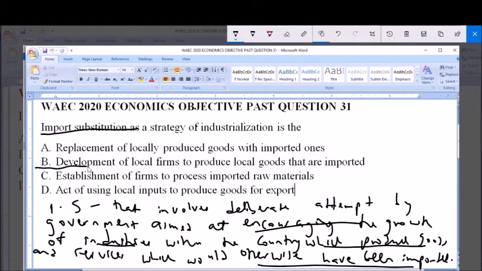So option B, development of local firms to produce local goods that are imported, is the correct answer to the question.